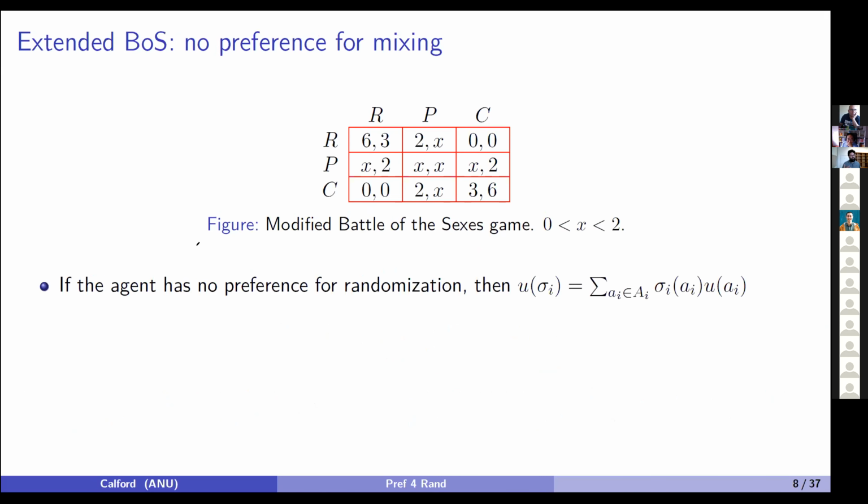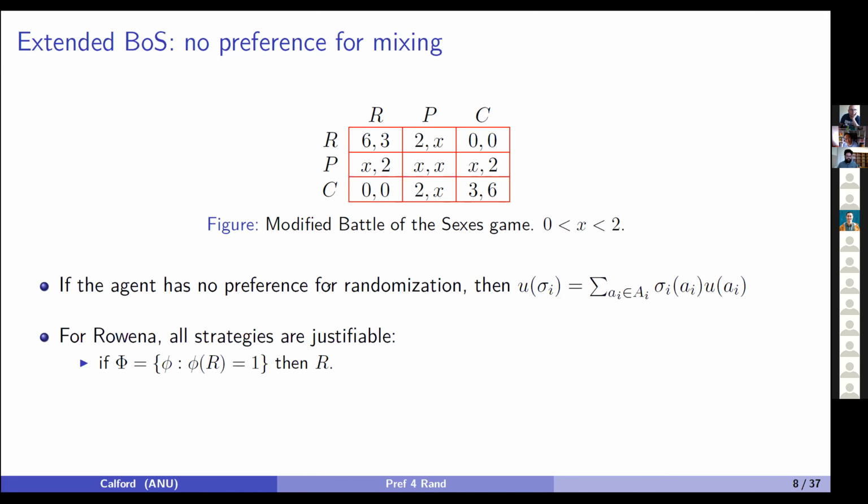So let's think about what happens if I do not have a preference for randomization. We can think of this as case 2 from the matching pennies example. In that case, my utility of a mixed strategy is just the linear combination of my utility of the underlying pure strategies. So when you have no preference for randomization, mixed strategies are just a linear combination of the underlying pure strategies. Now, in this case, for Rowena, the rogue player, all strategies are going to be justifiable for her.